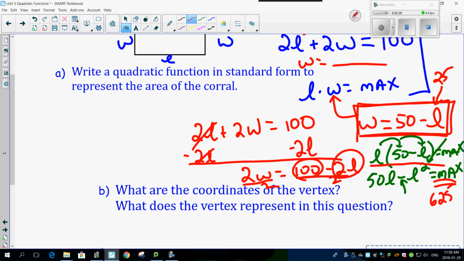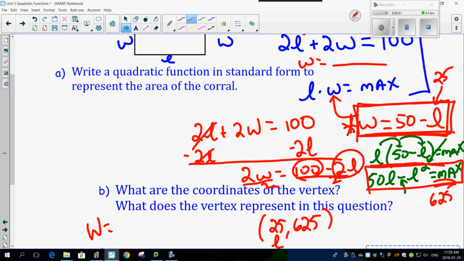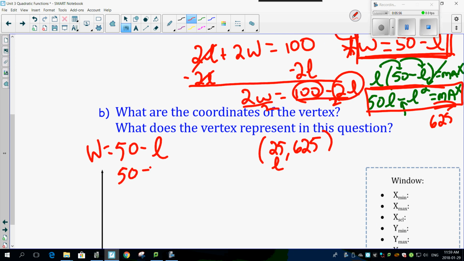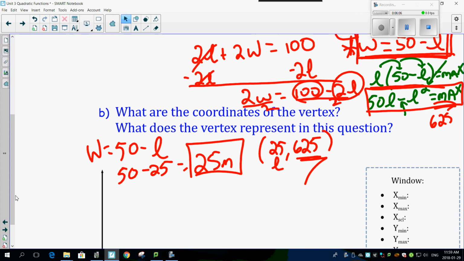So write a quadratic function we just did, which was right here, okay? What do the coordinates of the vertex mean? Coordinates of the vertex is 25, comma 625. That was our length. And my question is now, what is the width? Oh, well, we got a formula to figure out the width right here. The width is 50 minus the L value, the length. 50 minus 25 works out to be a width of also 25 meters. Wow, so our length and width are exactly 25 meters. The maximum area is 625. And that's how you figure it out on your calculator.